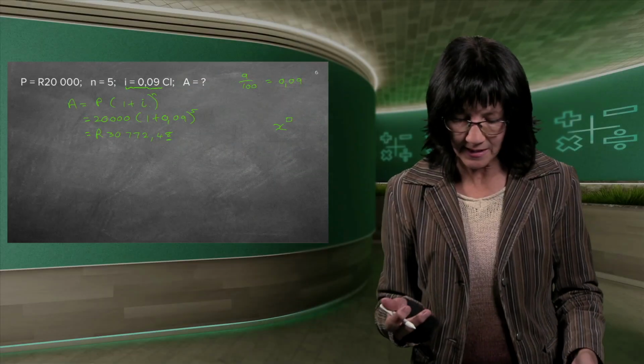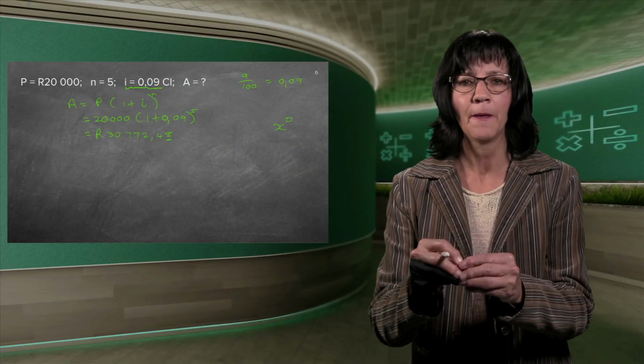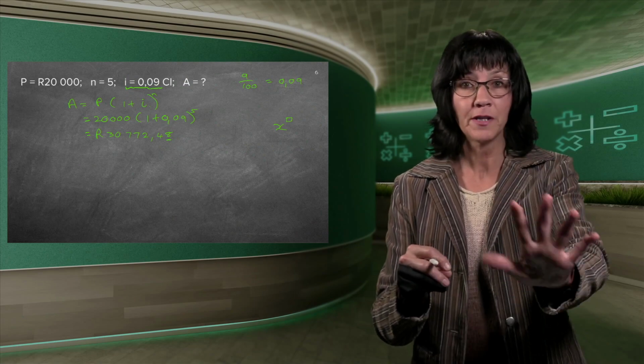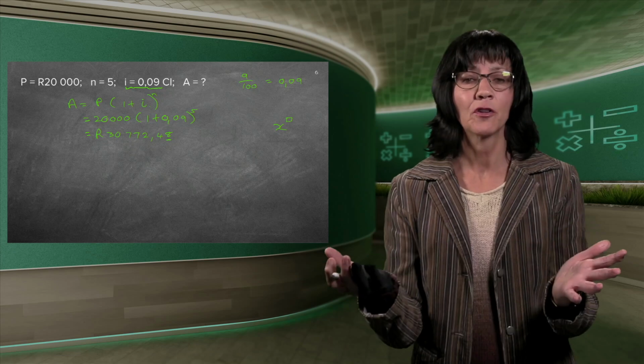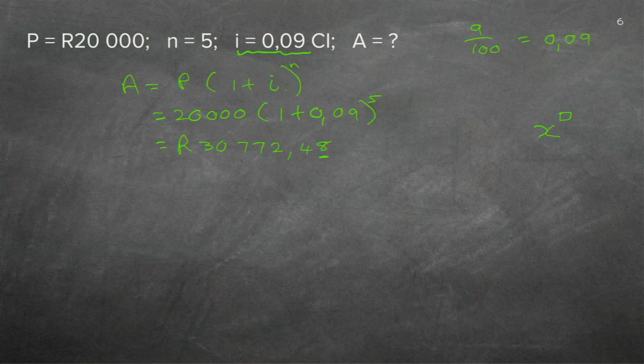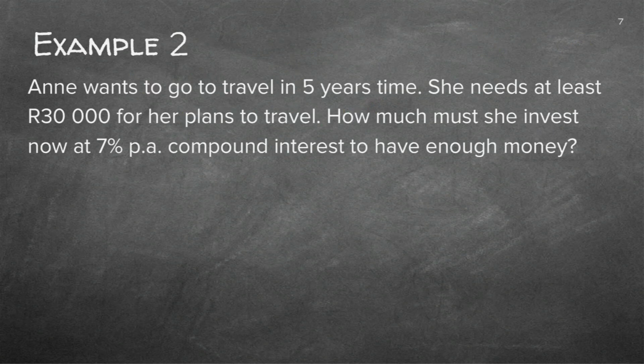Let's just see if it makes sense. I started off with 20,000 Rand. I put it in the bank for 5 years, which is quite long, and I got 30,700 back. It makes sense. So I did get more money. Always check yourself like that. Don't just carry on and do. Check yourself to see if it's a practical answer.